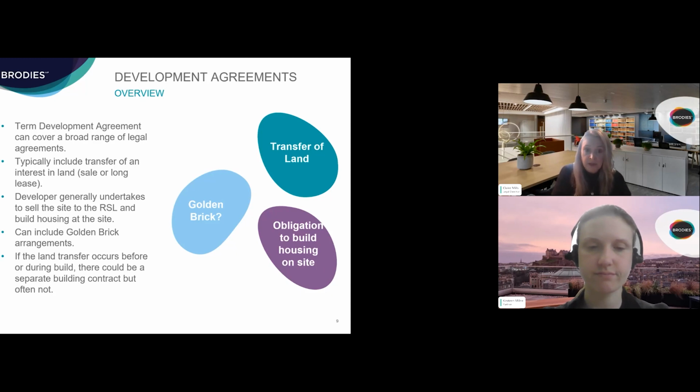Some development agreements will often reflect the so-called golden brick arrangements, and this is an arrangement which structures the sale of the land to mitigate the VAT exposure to both parties. So for this part of the seminar, we're going to look at development agreements that cover both the purchase of the site and the design and construction obligations. So in this instance, where the RSL does not enter into a separate build contract with the developer. If you can move the slide on, please.